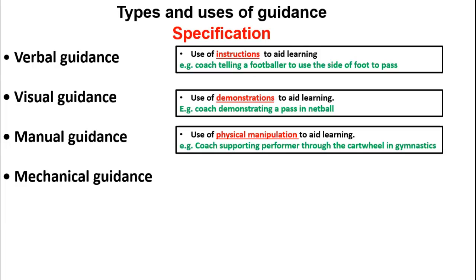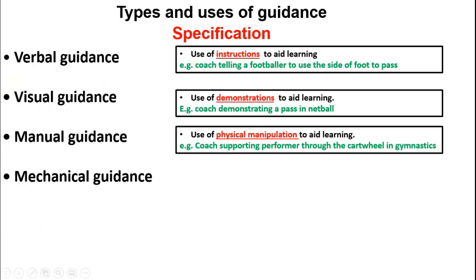These are the types of things you might use, but the coach physically, using their hands, manipulates the performer through the skill. Gymnastics is a key example of that, and you've got to remember this is skill acquisition, not sport acquisition, so we have to give the specific skill within gymnastics that a coach might help with. Cartwheel is a good one you could use, for example.